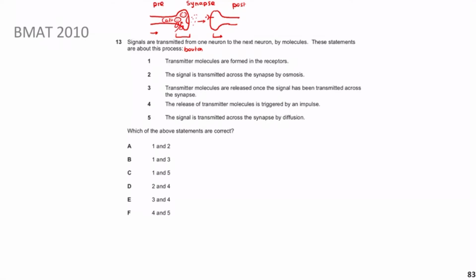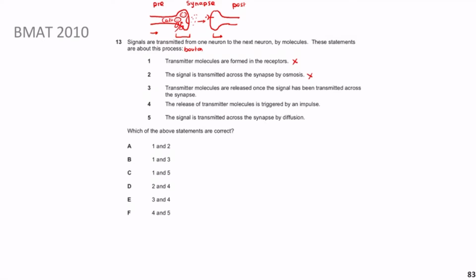So then let's go through the answers, guys. So transmitter molecules are formed in the receptors. No, they're actually formed in the presynaptic neuron, right? So this one can't be it. And then it says the signal is transmitted across the synapse by osmosis. Again, that's incorrect because it's not water, it's actual molecules which are diffusing. So this is going to be diffusion. This has to be wrong.